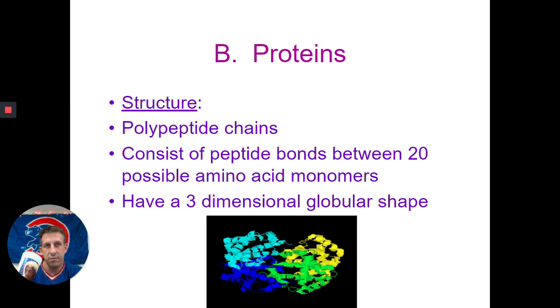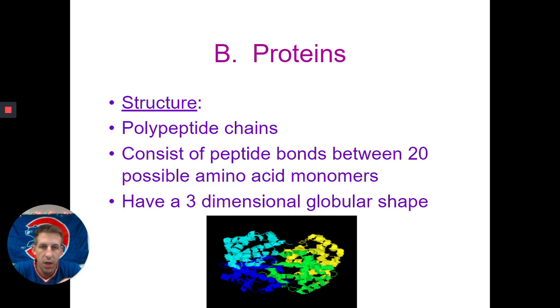So, proteins consist of peptide bonds between 20 possible amino acid monomers. Okay, so the same thing is going to apply here. We're going to talk about the monomers of proteins. We're going to talk about the structure and some of the properties of those monomers, and we're going to talk about how we put the monomers together and how we make bigger structures out of those, and then we'll talk about some of the functions of some of those bigger structures as we work our way towards the end.